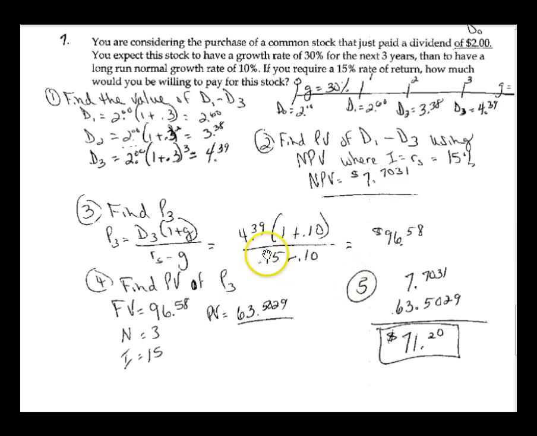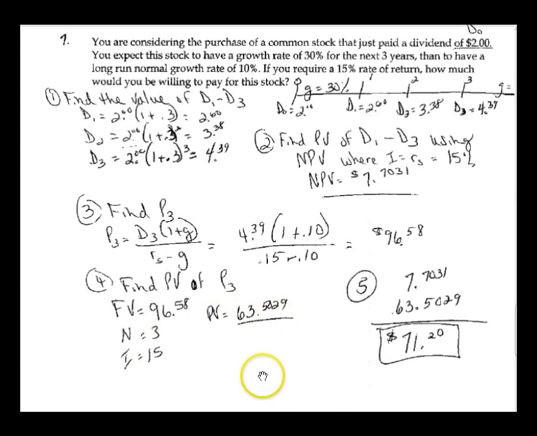Step 3, find that price when growth becomes constant. Once again, it's P3. So you take the D sub 3, which you found up here, $4.39 times 1 plus the growth rate when it becomes constant, which is 10%, divided by 0.15 minus 0.10 to get 96.58. That becomes your future value over 3 years at 15%.